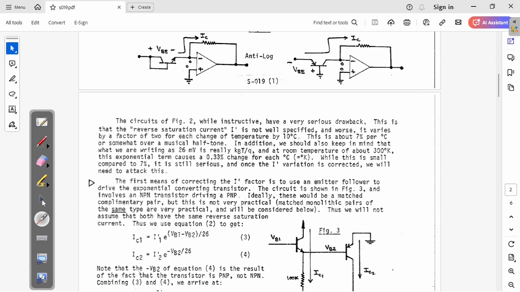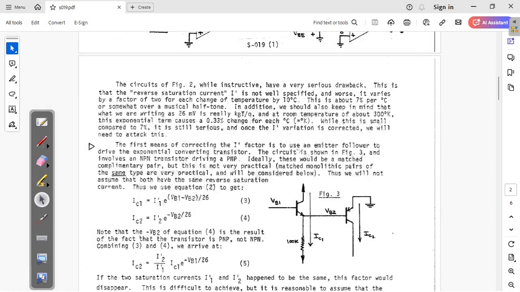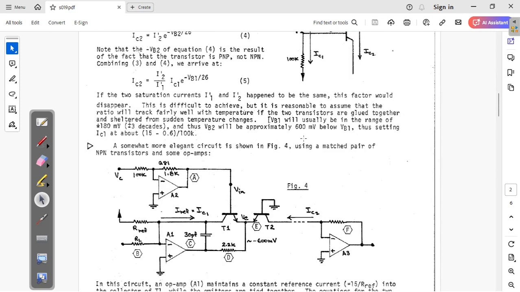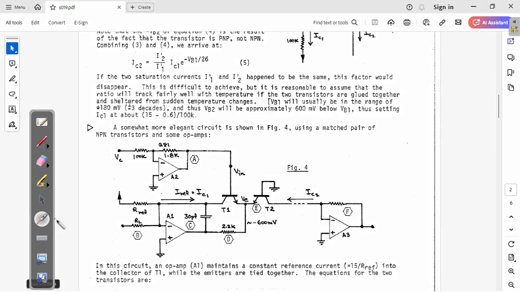Here is showing one way of doing it. It's a very simple way of doing it. But what we are interested in is this circuit, because it's exactly the same one that Ray Wilson uses in his noise toaster. It's the same thing. And I'm going to try to explain it as best as I can.